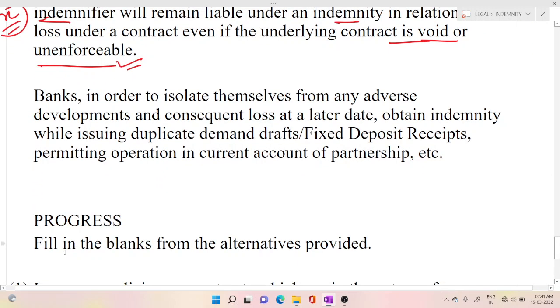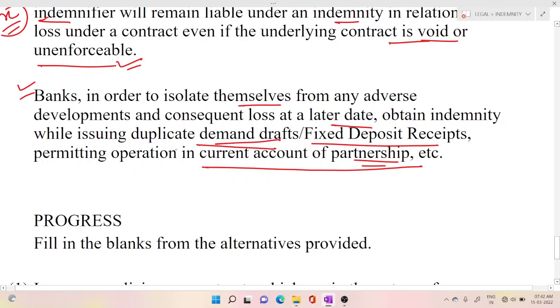Okay, the bank, in order to isolate themselves, I've already given the example. The bank, in order to isolate themselves from any adverse developments and consequent loss at a later date, obtains indemnity while issuing duplicate demand drafts, fixed deposit receipts, and permitting operation in current account of partnership. Okay, these are the cases of the bank where we face such contracts: issuing duplicate demand drafts, duplicate fixed deposit receipts, and permitting operation in current account of partnership.